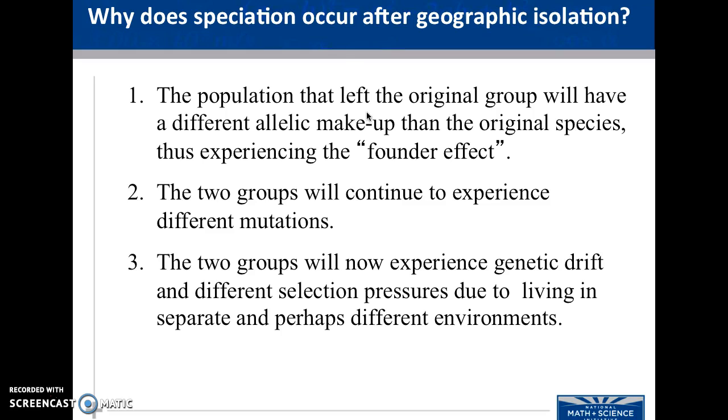becoming totally separate. Why does speciation occur after geographic isolation? Typically, the population that's left will have a different allelic makeup than the new group. We call this the founder effect. The two groups will continue to experience different mutations potentially, different environmental pressures. The two groups will now experience genetic drift and different selective pressures due to living in separate environments, and therefore we see speciation occurring.